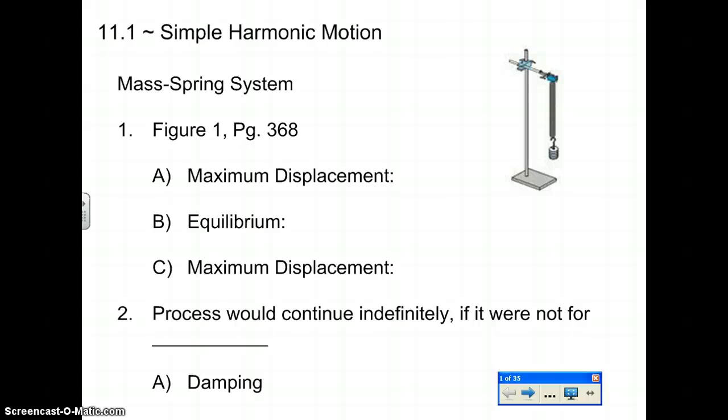This starts off Unit 4 with Chapter 11. First thing we'll talk about is simple harmonic motion, and particularly in this video we'll look at just sample and practice problems A. First thing I want to introduce you to is the mass spring system.